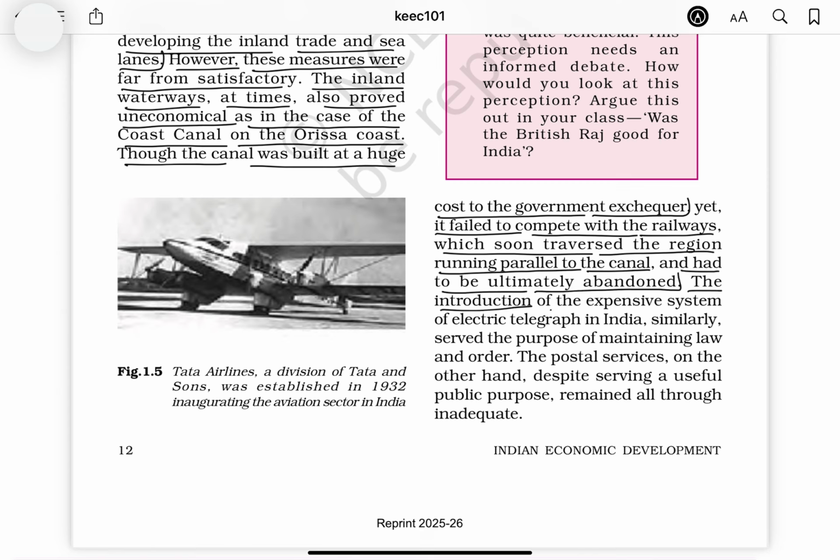The introduction of the expensive system of electric telegraph in India similarly served the purpose of maintaining law and order. The postal services, on the other hand, despite serving a useful public purpose, remained inadequate.